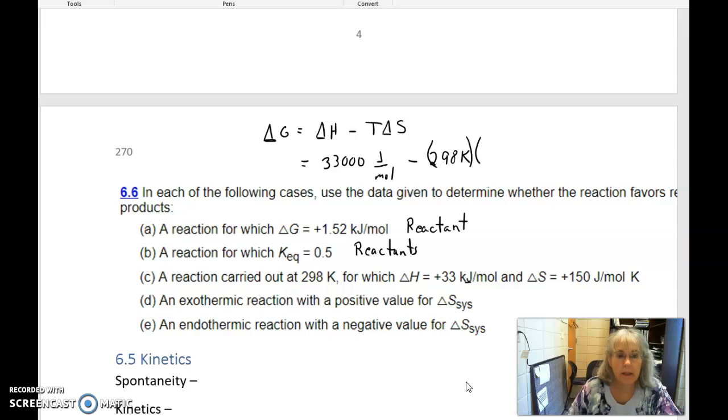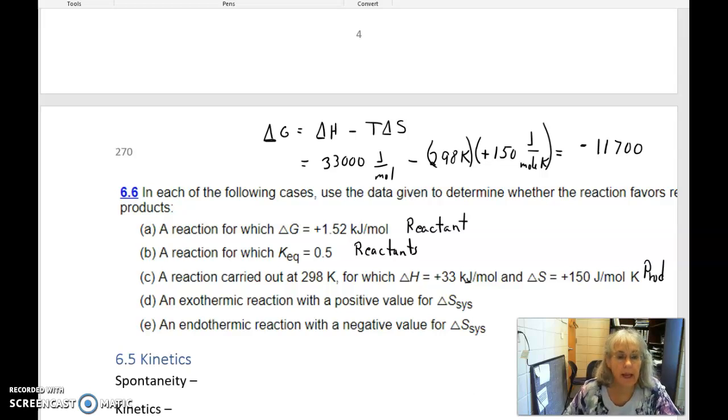And our delta S was positive 150. And this is joules per mole Kelvin. We always want to keep track of our units. The kelvins cancel and we'll have joules per mole. And we'll get minus 11700 for our delta G. A negative delta G would indicate that this will go to the product side.